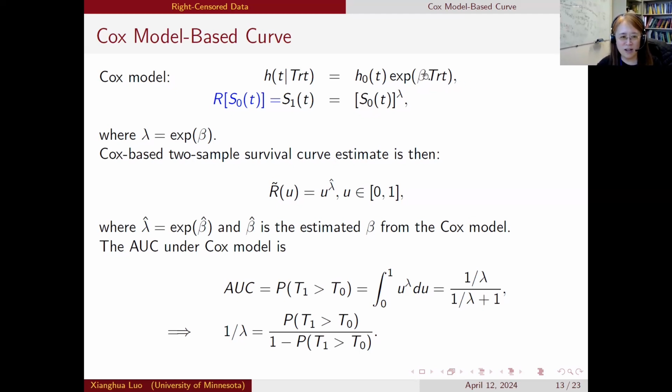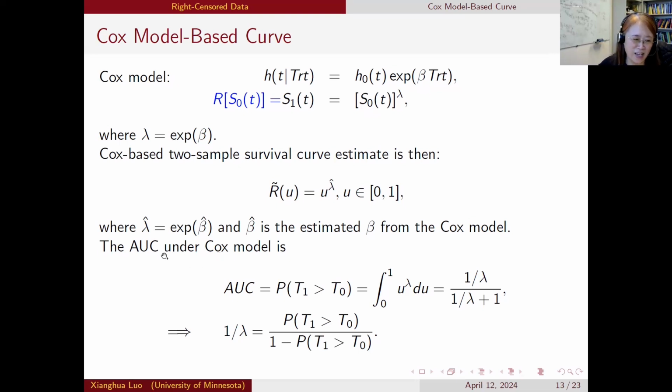Sorry, log hazard ratio interpretation, and this lambda is just a transformed beta. So the Cox-based two-sample survival curve estimate is then, I use 2D to distinguish it from the nonparametric curve estimate. It's just the U to the power of the Cox model estimated lambda hat, which is exponential beta hat. Okay, and the area under curve.